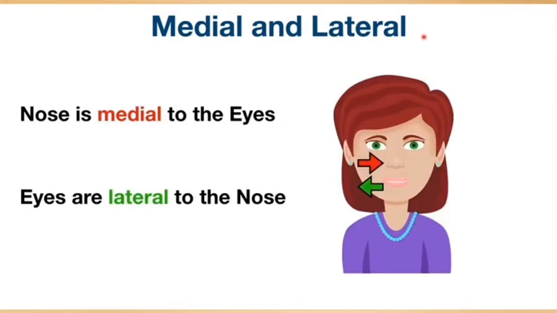Then another example, we can use the eyes and the nose. If we draw an imaginary line, this is the midline, our reference line. You notice that the nose is just in the midline, so that is closer to the midline than the eyes. So in comparing the eyes and the nose, we say the nose is medial to the eye, and the eye is lateral to the nose because the eye is more away from the midline.